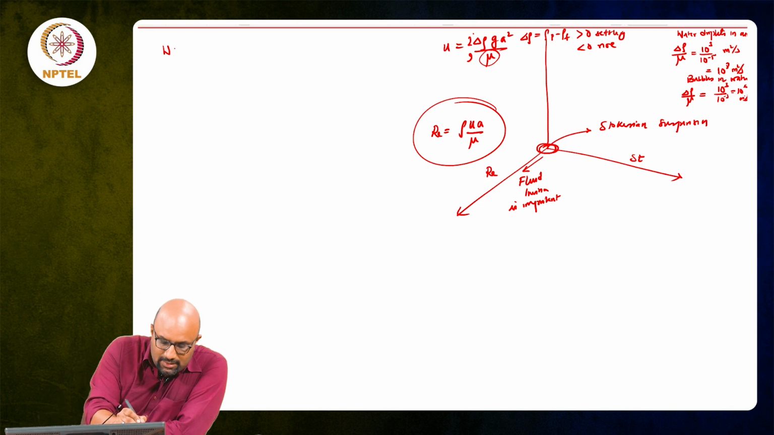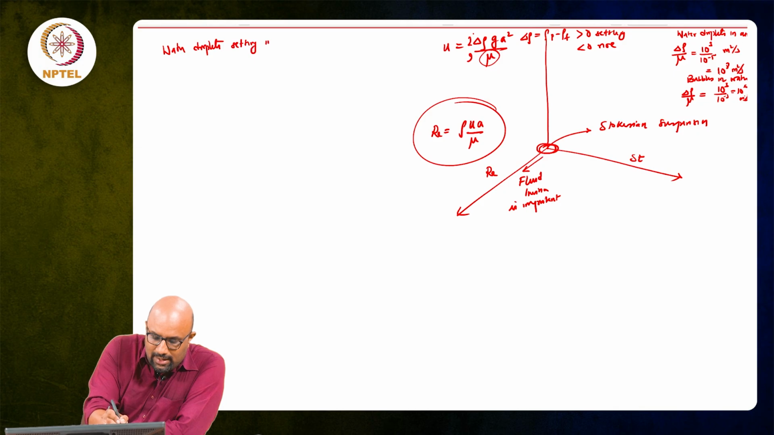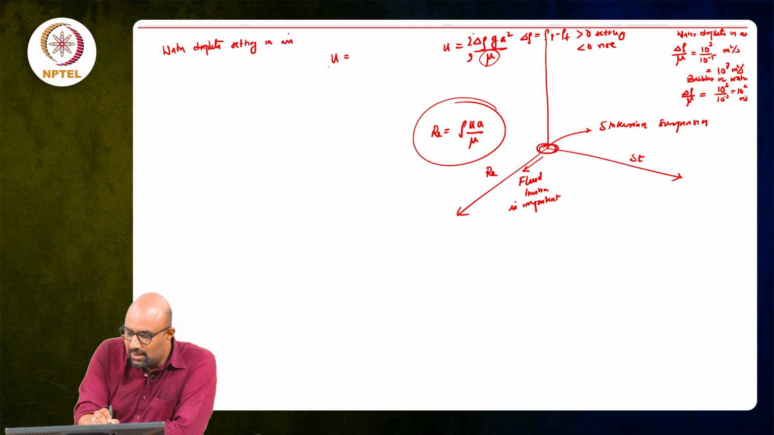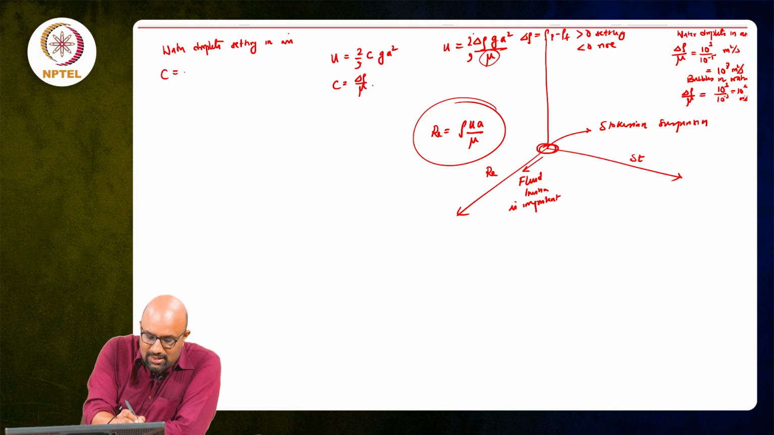So, let me write this: water droplets settling in air. If I write u as 2 by 9 some constant g by a square, where this constant c is delta rho by mu. I am trying to actually get a feel for what this constant is in different kinds of systems. This has units of kinematic viscosity. So, this would be 10 to the power 8 meter square per second for water droplets settling in air.